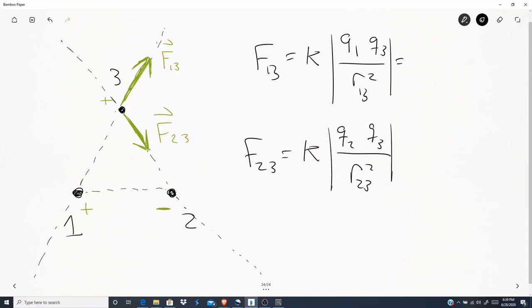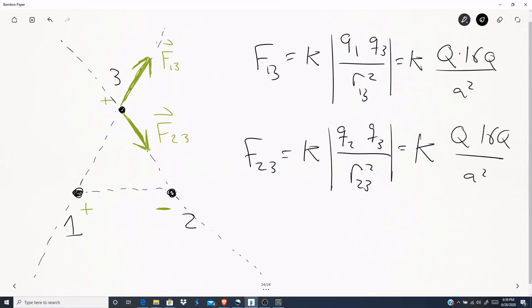So, for the force that 1 exerts on 3, I would have K, positive Q, 16Q, divided by A squared. For the force that 2 exerts on 3, I would have K, positive Q, 16Q over A squared. Remember, charge 2 had a charge of negative Q, but because of the absolute value bars, that negative sign goes away. So these are identical, and therefore the magnitude of those forces is the same.